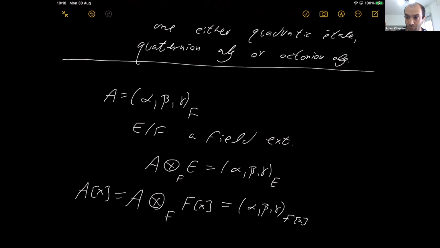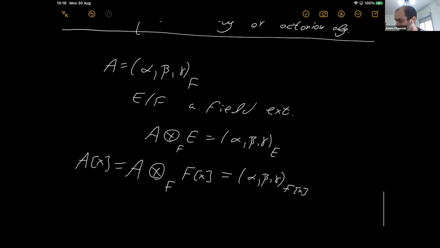Okay, so it's a crucial point. Our X, our indeterminate here, is central in the new algebra. So in many cases, you would expect the indeterminate to be an arbitrary element from the algebra. An arbitrary element from the algebra is not central. But here, when we talk about polynomials, we consider X to be a central element. So notice that. X is central in this guy.